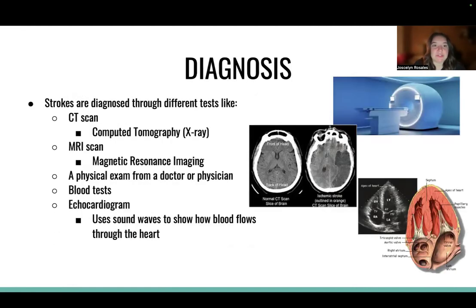Strokes are diagnosed through different tests like a CT scan, which is basically just an X-ray, an MRI scan, a physical exam from a doctor. So that's when they do that smile test or the arm test, or even listening for that slurred speech. Blood test or an echocardiogram, which uses sound waves to show how the blood flows through the heart to see those blocked valves and blood vessels.